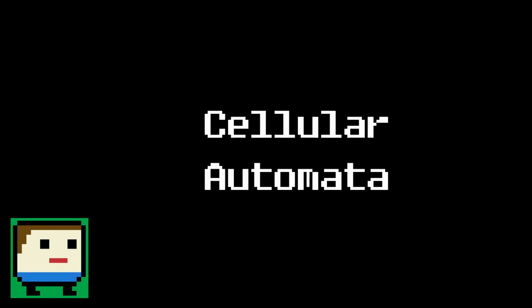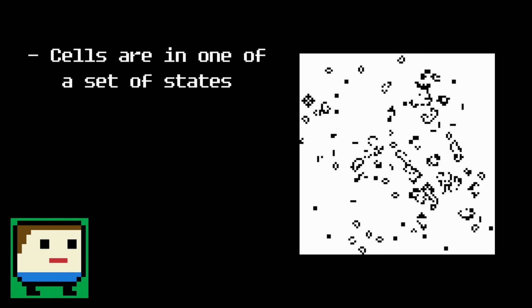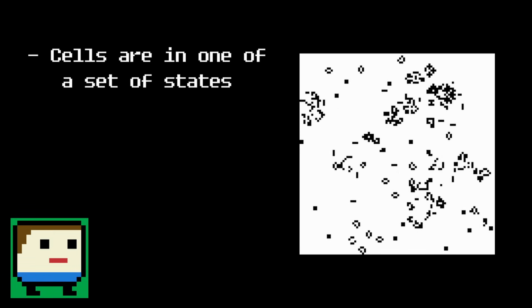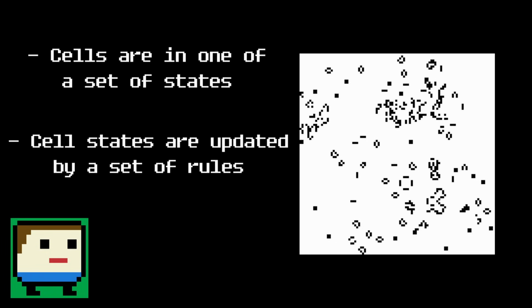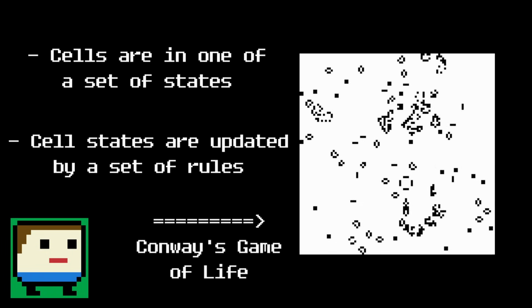To help you understand my approach, let me first introduce you to Cellular Automata. In case you don't know, a cellular automaton is a simulation that runs on a grid of cells, where each cell can be in one of several possible states. And with each step of the simulation, the cells update their states based on a set of rules. For example, this is Conway's Game of Life, which is probably the most iconic cellular automaton.